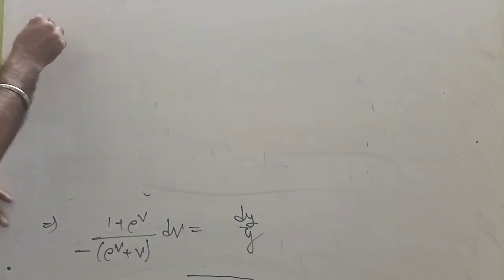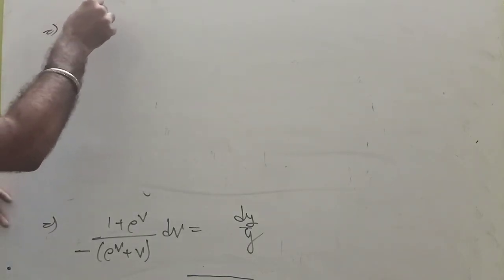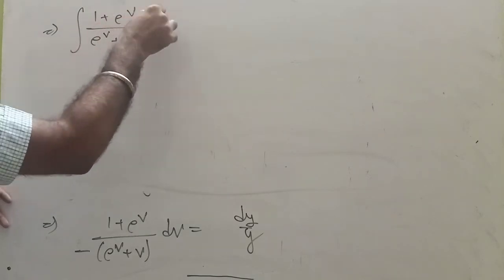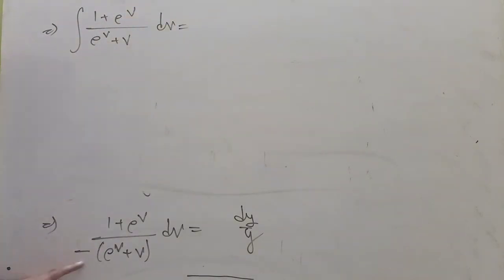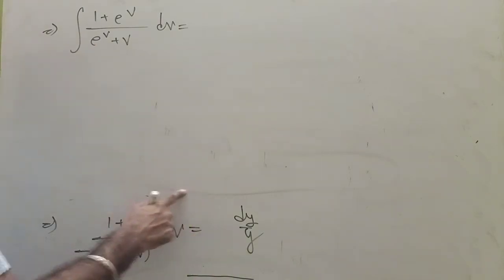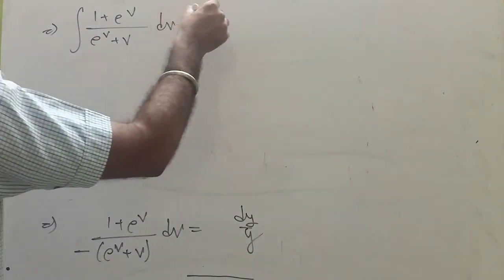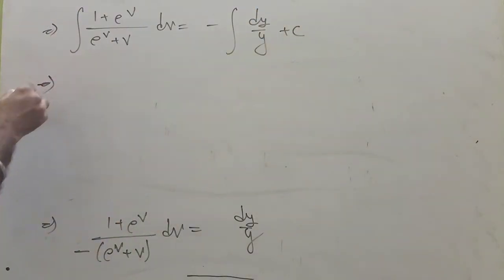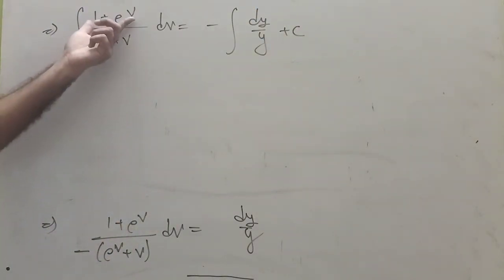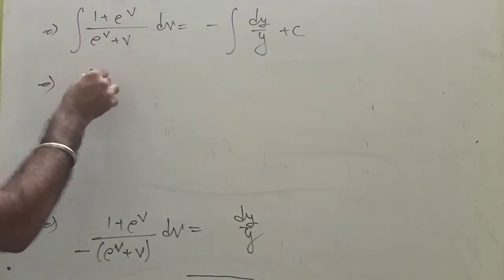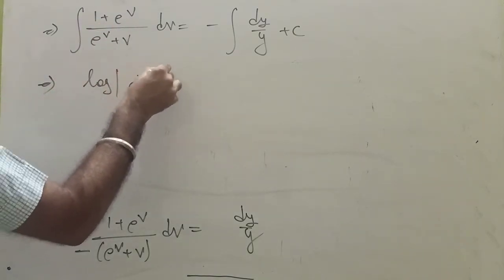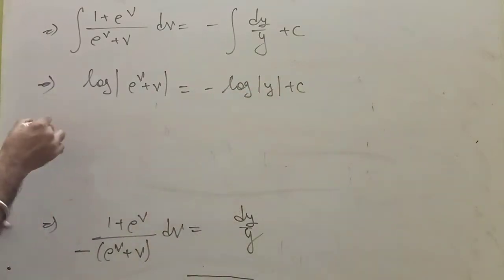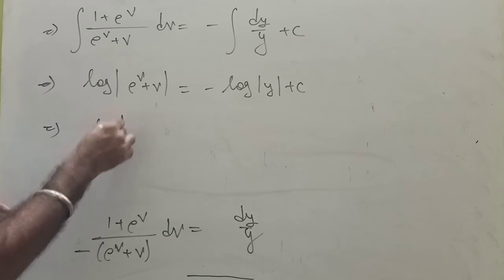In the next step, integrating both sides, integral of (1 plus e raised to v) by (e raised to v plus v) dv. You can put this negative sign on the left hand side or on the right hand side. So let us take this negative sign to the right hand side, plus c. Now see that its derivative is this, derivative over function, so log mod function, minus log mod y plus c, and replace the value of v.